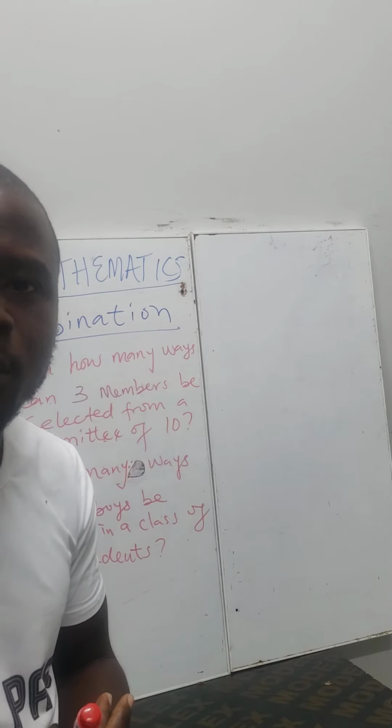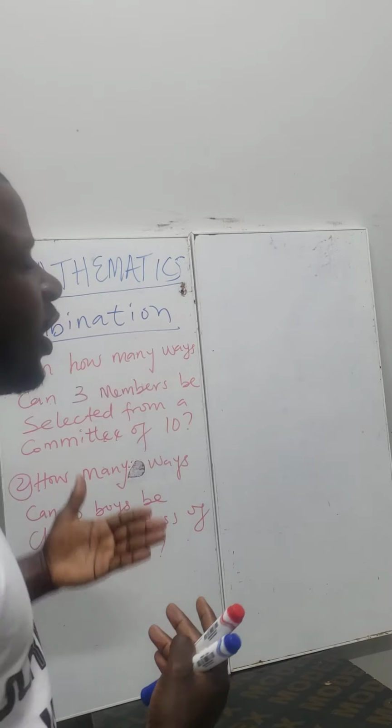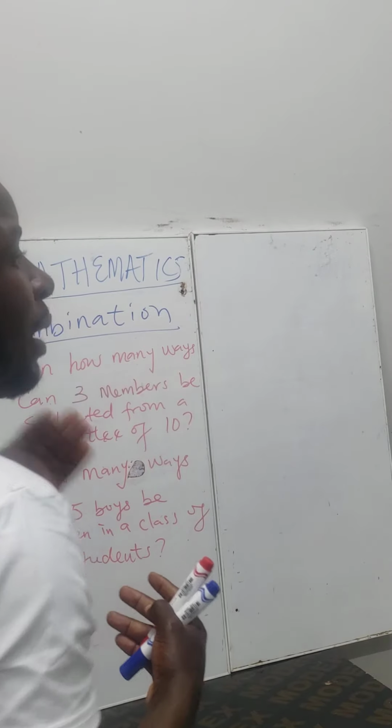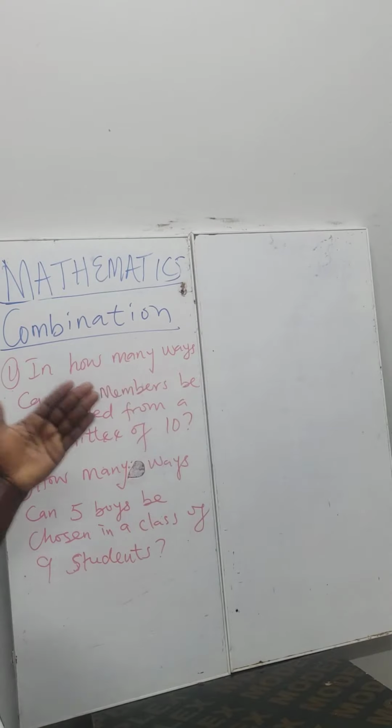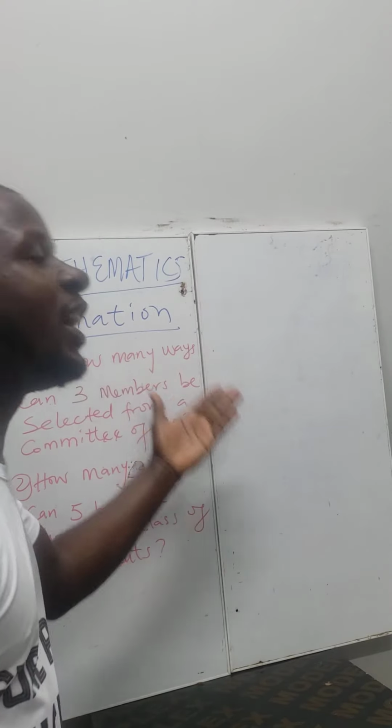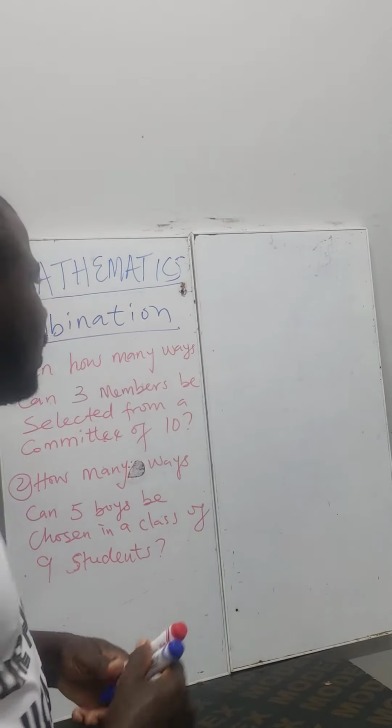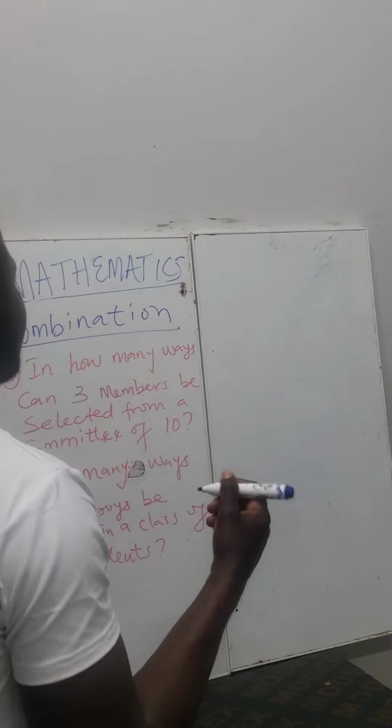You understand the logic now? That is how to know if you are working on combination or you are working on permutation. Permutation is about arrangement, while combination is about choosing or selecting. Do you understand? Then let us have the formula for combination.